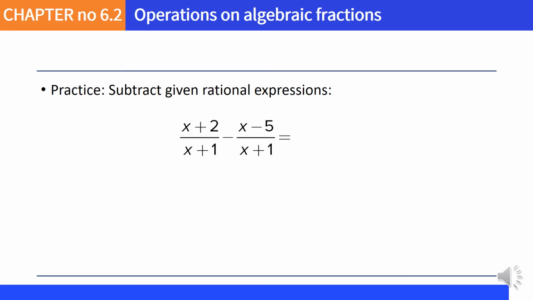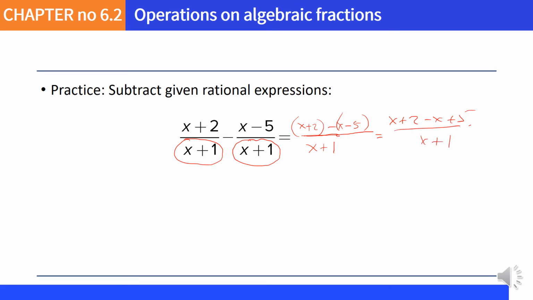Practice: subtract the given rational expressions. You can stop the video and try by yourself. Now, in this practice problem, x plus 1 and x plus 1 are the same denominators, so I write x plus 1, and over it we have x plus 2 minus x minus 5. Don't forget to take it in brackets. After it, we will get x plus 2 minus x plus 5 over x plus 1.